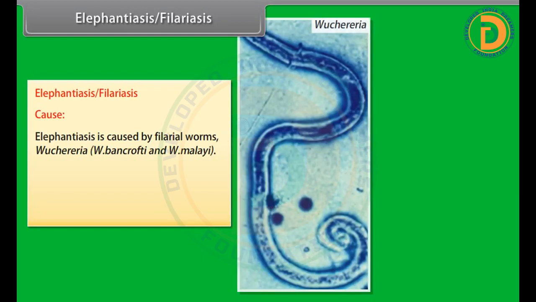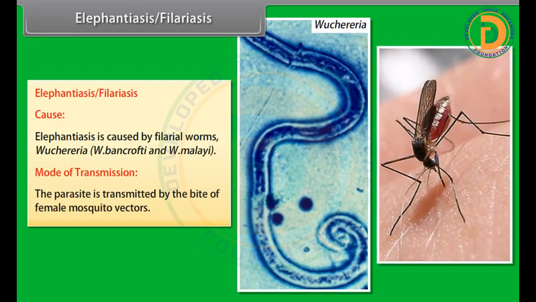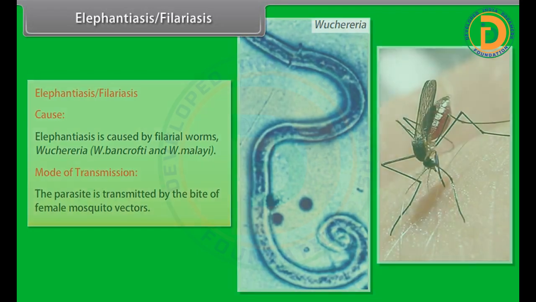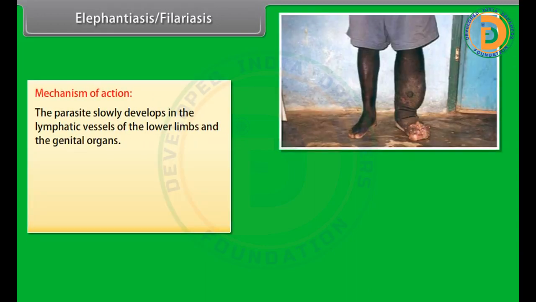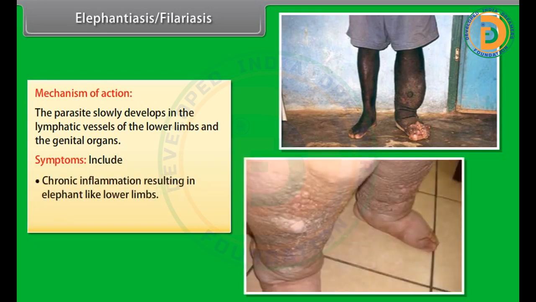Elephantiasis or filariasis. Cause. Elephantiasis is caused by filarial worms, Wuchereria bancrofti and W. malayi. Mode of transmission. The parasite is transmitted by the bite of female mosquito vectors. Mechanism of action. The parasite slowly develops in the lymphatic vessels of the lower limbs and the genital organs. Symptoms include chronic inflammation resulting in elephant-like lower limbs, gross deformities of genital organs.